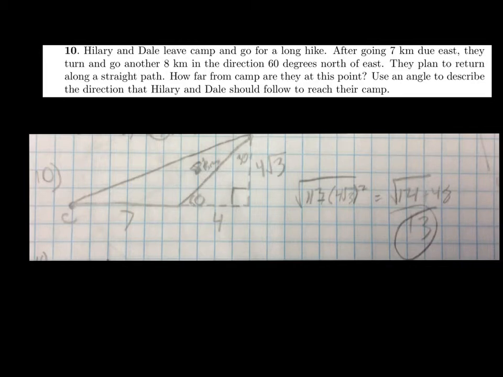And then once you get that, 7 plus 4 is 11. So this length right here is 11. And this length right here is 4 times the square root of 3. And you do Pythagorean theorem, and you get the length of this, which ends up being 13.